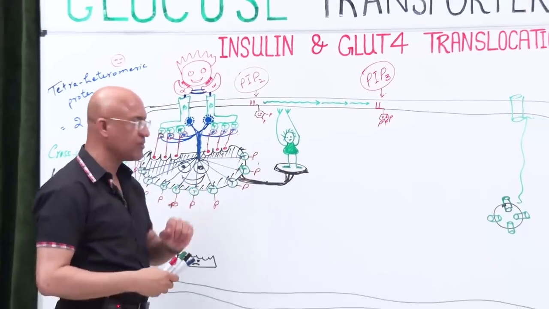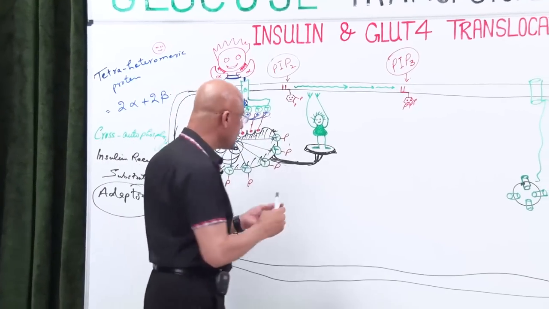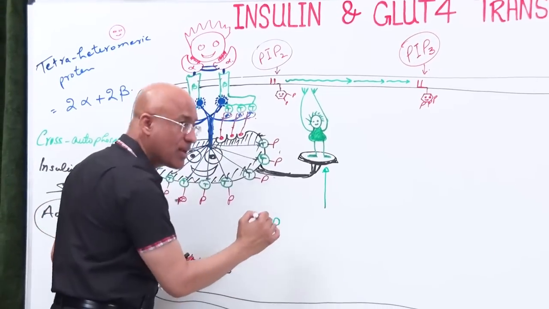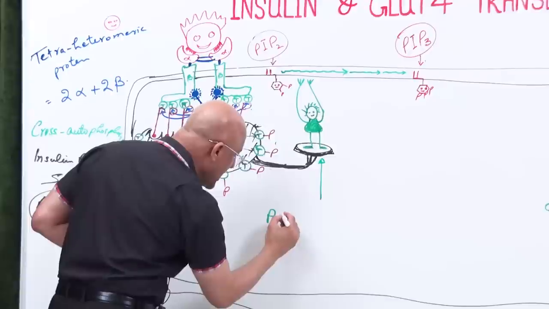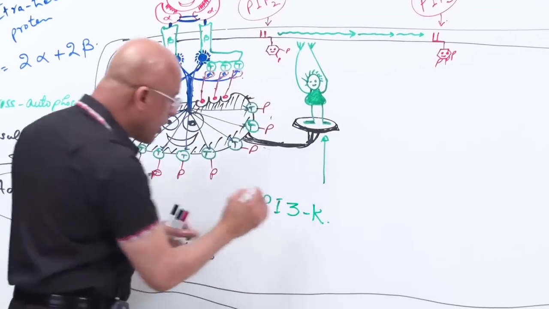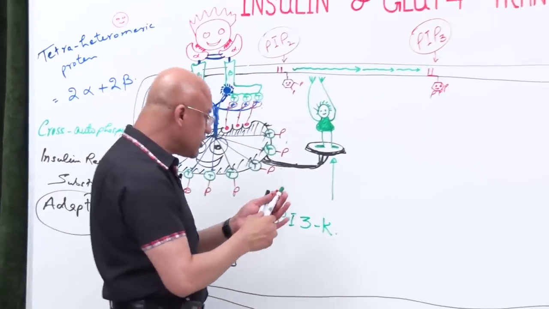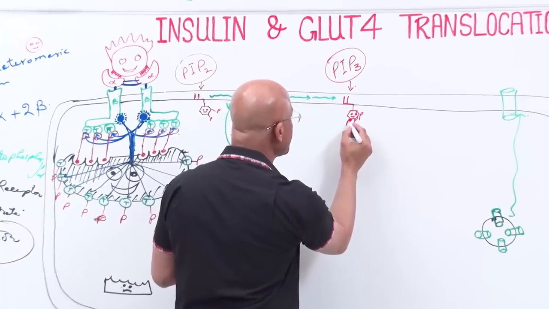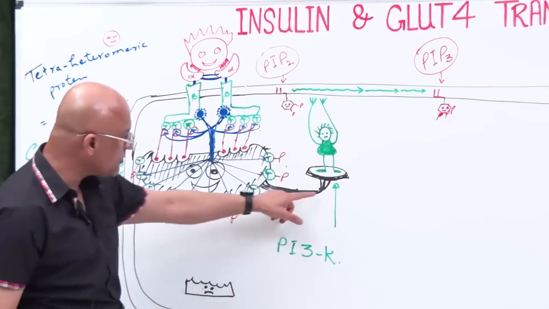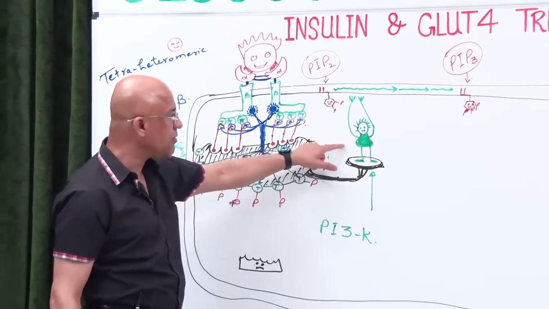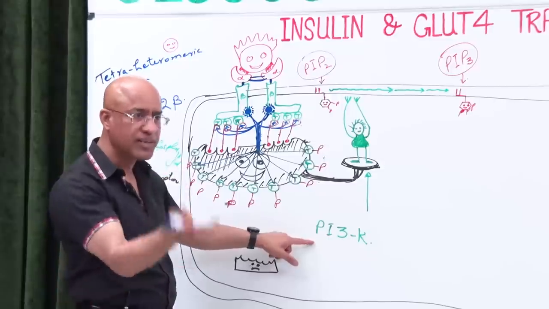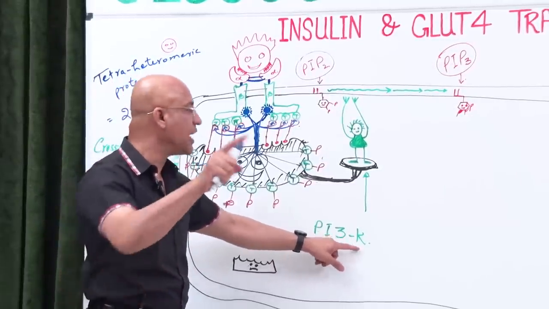Now, what should be the name of this enzyme? The name of this enzyme is phosphatidyl inositol 3 kinase. Now we call it 3 kinase because it leads to the binding of an additional phosphate on carbon number 3 on the inositol unit. So what is the name of this? PI3K. PI3K stands for phosphatidyl inositol 3 kinase.